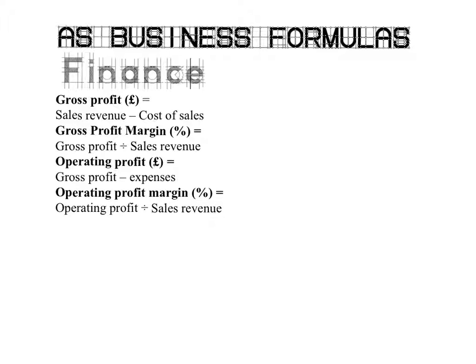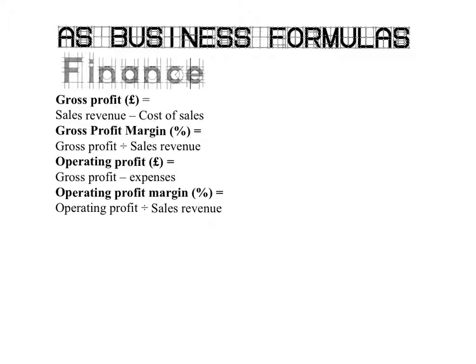Now the next part is your margins. So first of all, your gross profit. Your gross profit is the difference between your sales revenue and your cost of sales. And your cost of sales are very similar to variable costs, or your total variable cost, sorry. So that would get you your gross profit.